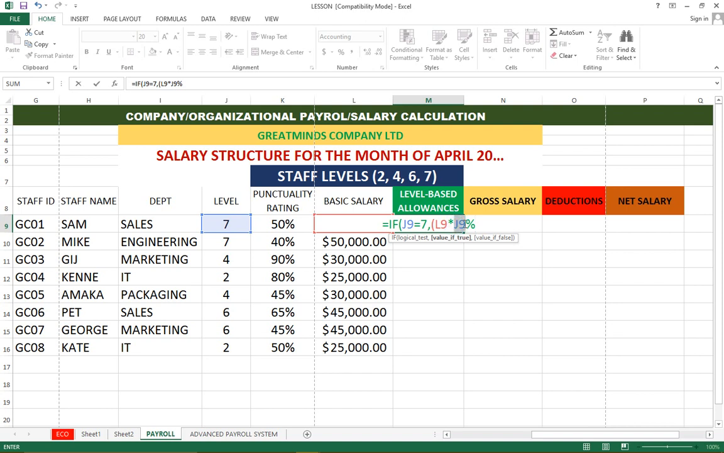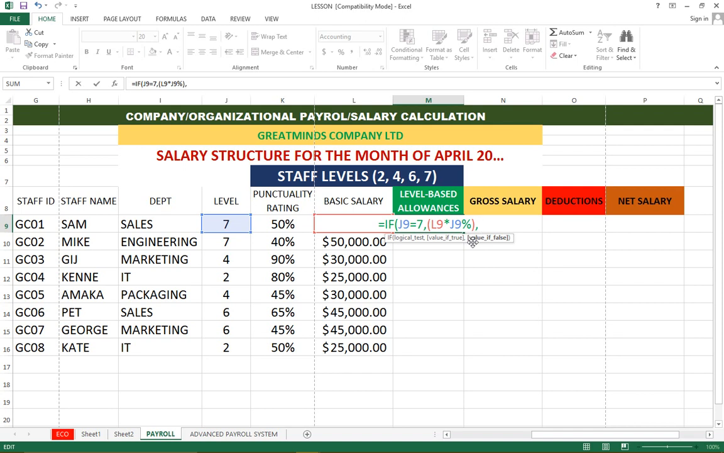We don't want to write 7% in this place because the levels of the staff members will be changing. If the person gets promoted, then the computer is going to consider the level number that is there, which will equally be the percentage. That's why we are not writing the level number literally. We're using the column and row cell number. So close the bracket. We have made a statement for level 7.